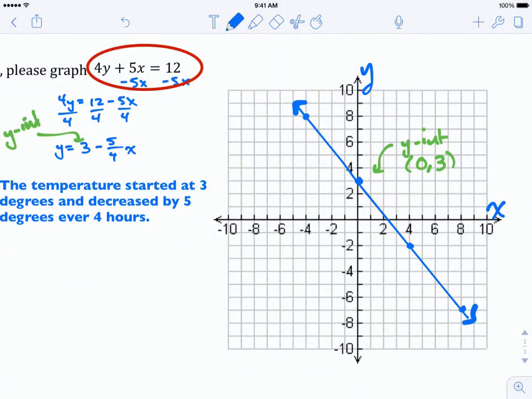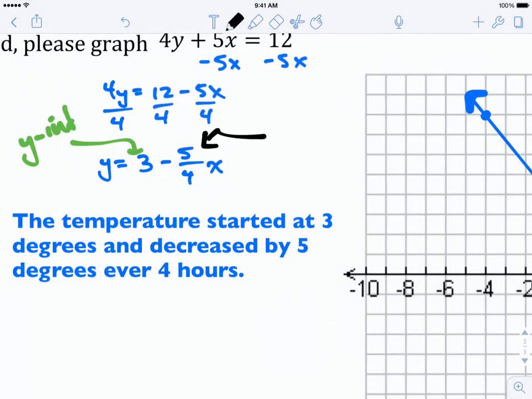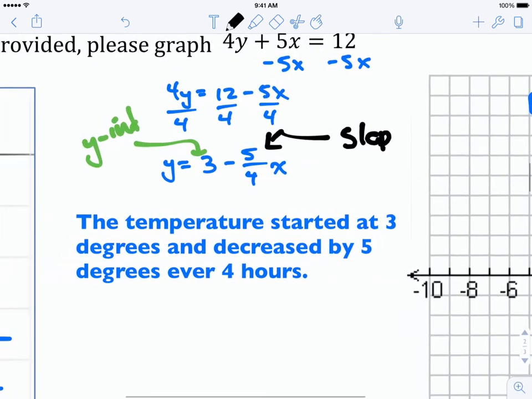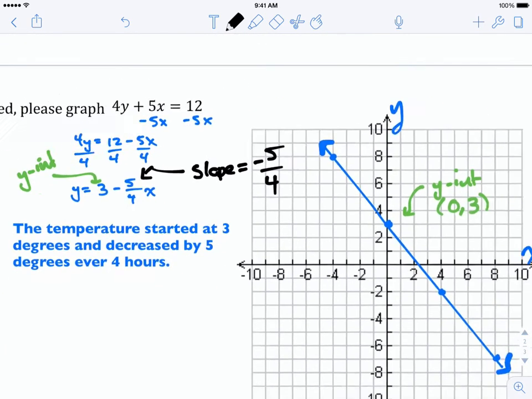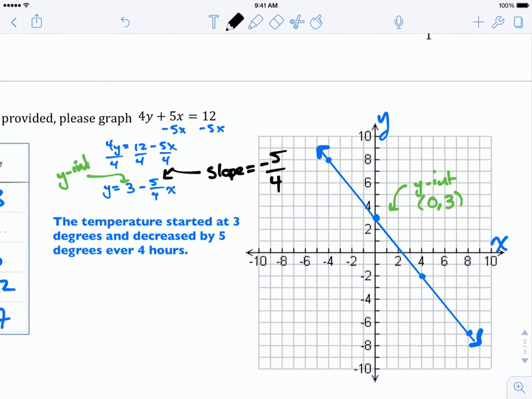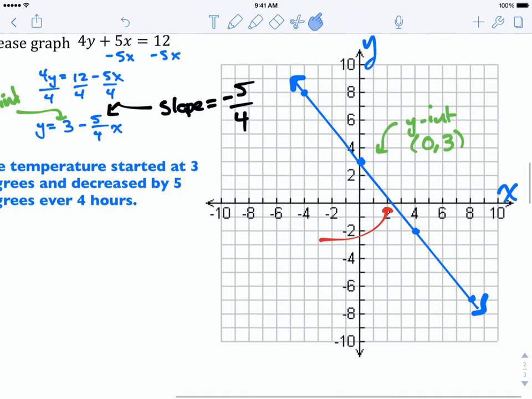We already have our y-intercept. We definitely know that our slope in this case was -5/4. I'm just going to write that in. Right, that was the ratio of the change of y values to x values. Last thing to do is let's find the x-intercept. So our x-intercept, it appears something a little bit more than 2, maybe 2.5, I don't know. Let's use our equation to find it out.